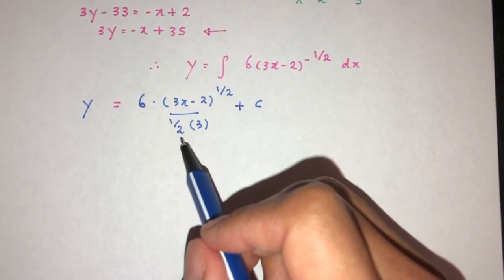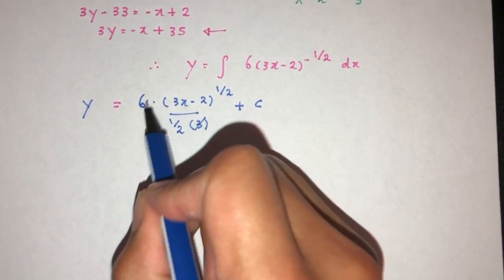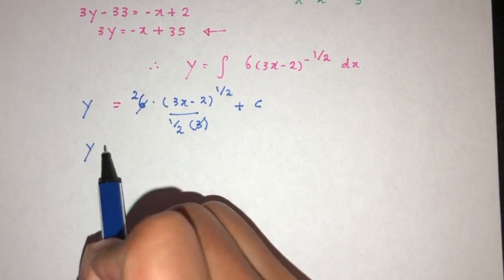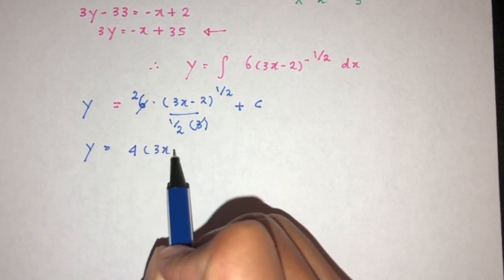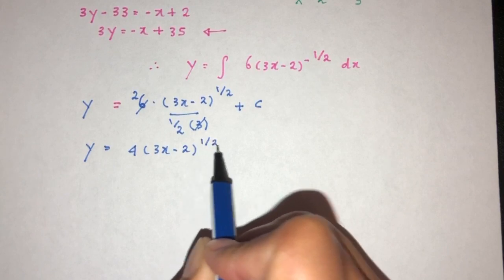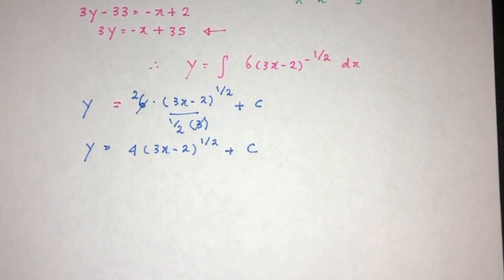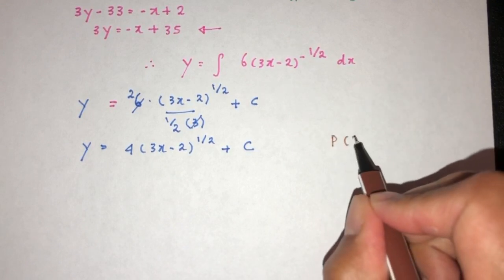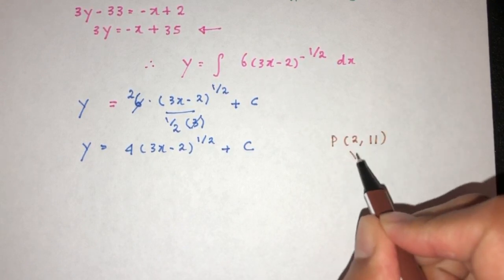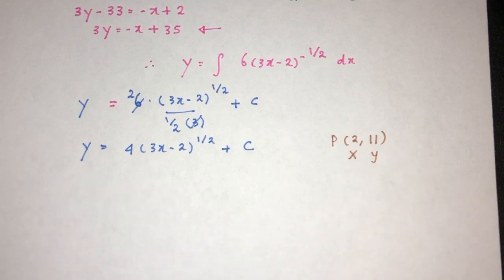Now simplify. 3 cancels out with this, that should be 2. y should be 2 divided by half, which is 4, times (3x minus 2) to the power half, plus c. So here we have to find c. To find c, we have to use the passing point given to you, which is P (2, 11). This is the x value and the y value. We place it back in your equation.